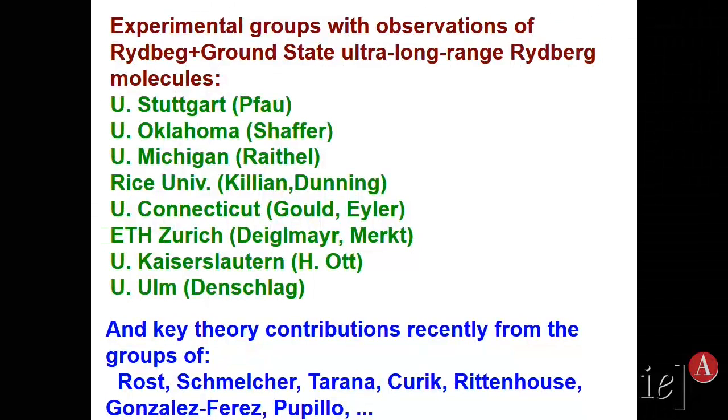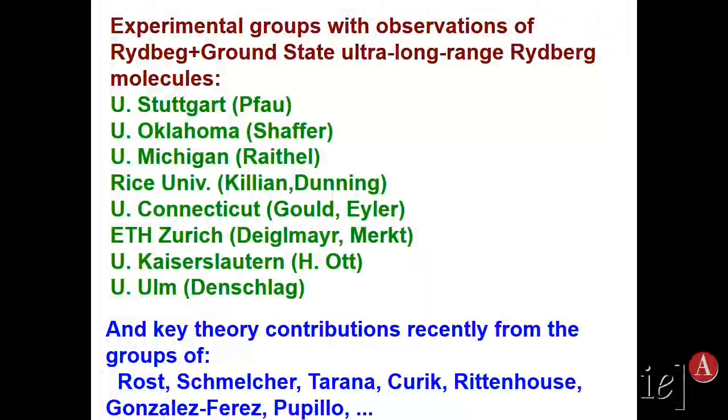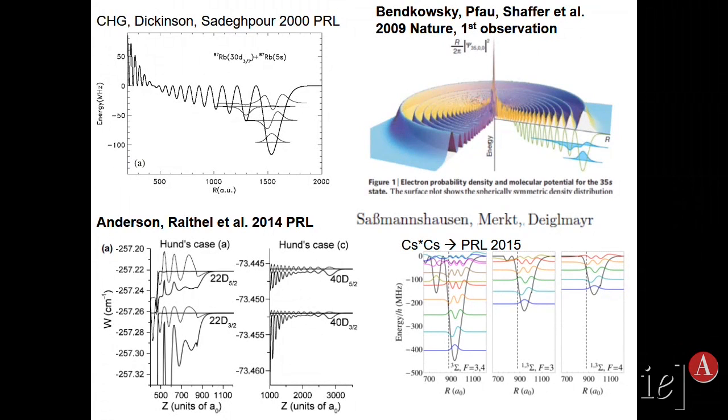By now, there are many groups that have actually looked at these. I think that's a fairly up-to-date list, unless I've forgotten some. And quite a few different theory groups, including Peter here, have looked and extended the theory in many ways. But this is a graph from our original prediction in 2000 that I wrote with Alan Dickinson and my former student Hossein Sargapur, showing that you could get these oscillating potential curves, and they are deep enough, at least for these mass atoms, to bind and make bound molecular states out at around 1500 Bohr or larger.